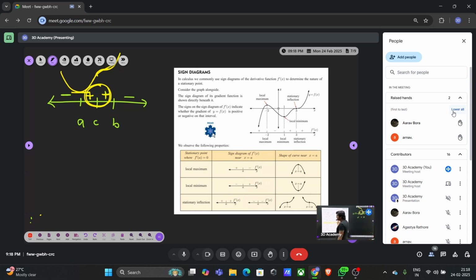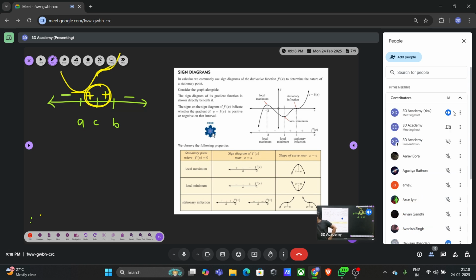Inflection point, that is called as what? Stationary inflection. What is it called? Guys, you need to keep these terms in mind. Okay.